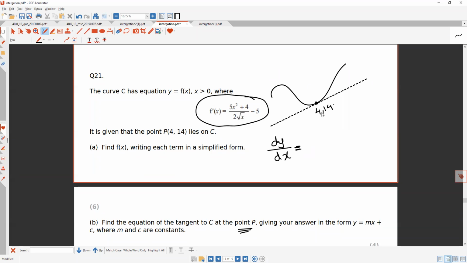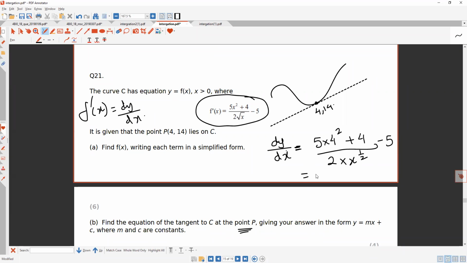I'm sorry. Okay, I didn't tell you, specifically the new students. Okay, remember f dash x means dy by dx. Okay, and dy by dx means gradient. So can I write 5 into 4 square plus 4 divided by 2 into x raised to half minus 5. Put this in your calculator. Let me know what is the gradient you guys are getting.